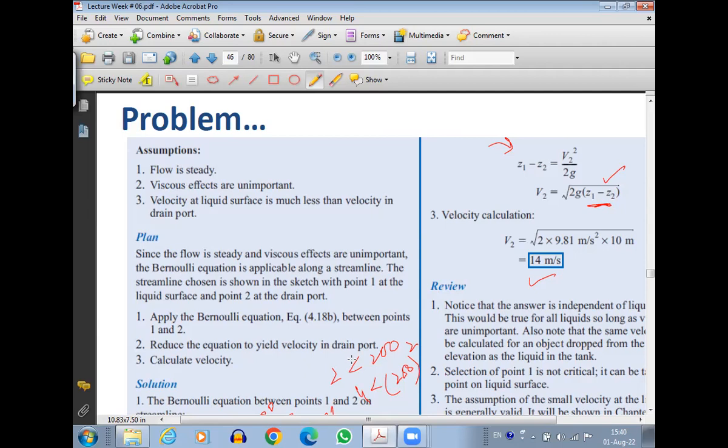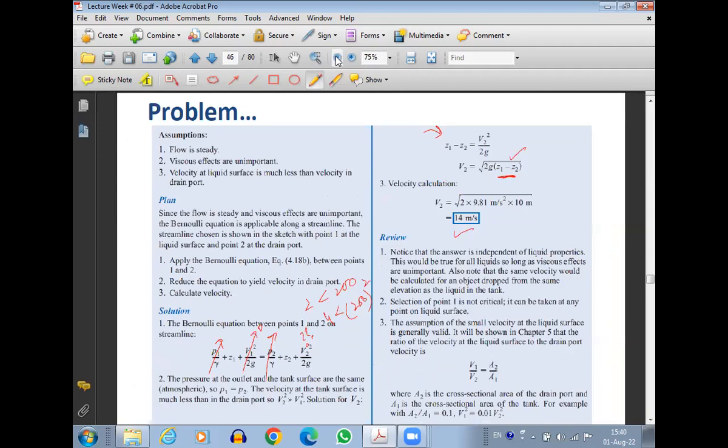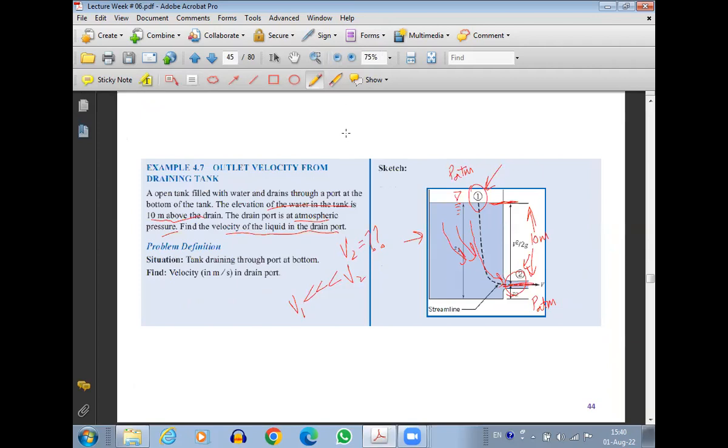Is there anything within this numerical which is not clear within the solution here? If there is anything, please let me know. Everything is clear so far?